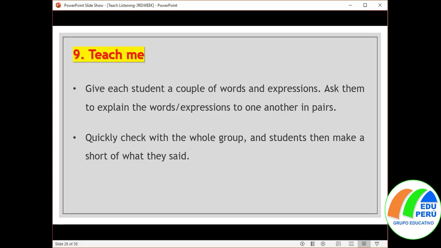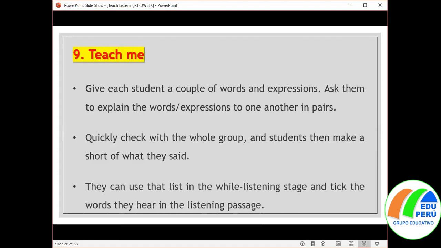If they don't know, maybe the teacher can help them in order to check the meaning of the words. And then if you have enough time, you can check and then make your students make a short story of what they said. So this is another kind of activity.